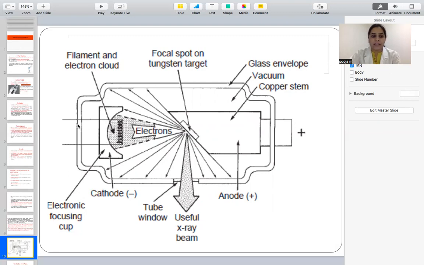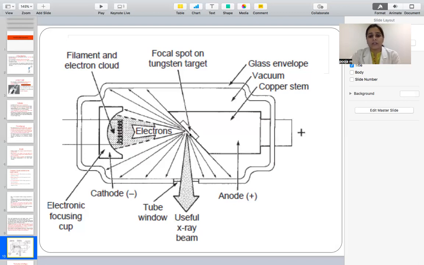This filament is held in position with the help of a two-step wire. So this wire will be carrying current. When they carry current, this filament is heated and electrons are produced. When the electrons are produced, your focusing cup, which is also negatively charged, and the electrons are also negatively charged, they are repelled, and this focusing cup will direct these electrons onto a rectangular area in the anode. This is the area which is called the focal spot or target.